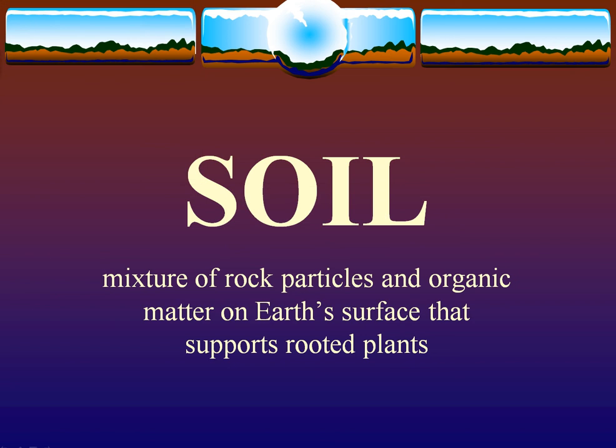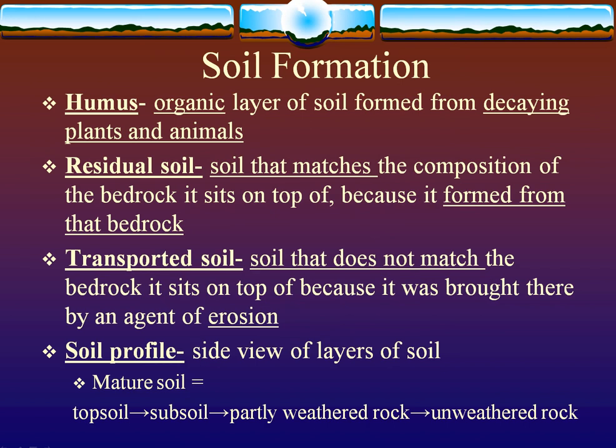Soil is the mixture of rock and organic material at Earth's surface. It supports rooted plants, so it is vitally important for our farming. One of the most important parts of soil is humus, H-U-M-U-S. It's the organic layer of soil, typically close to the top, formed from the decaying plants and animals. This is what provides the majority of the nutrients for farming and growing of green things.